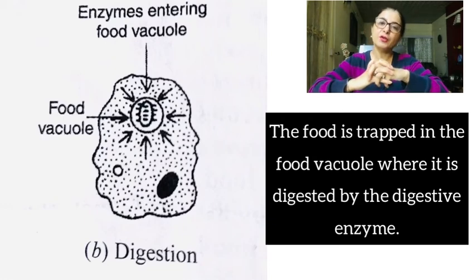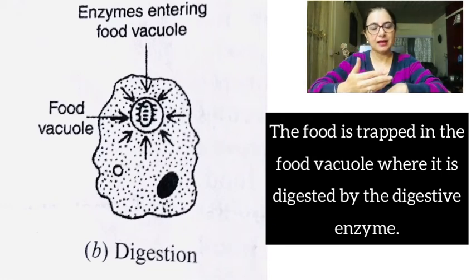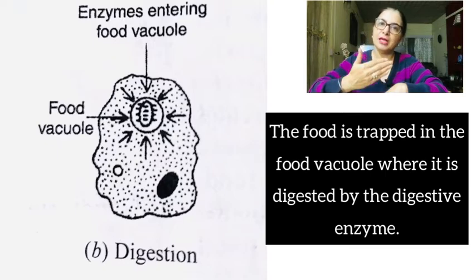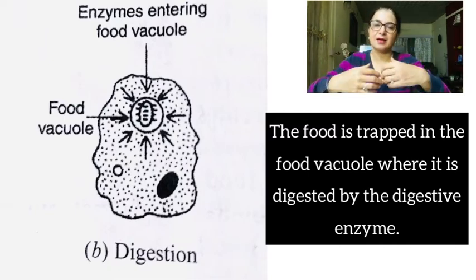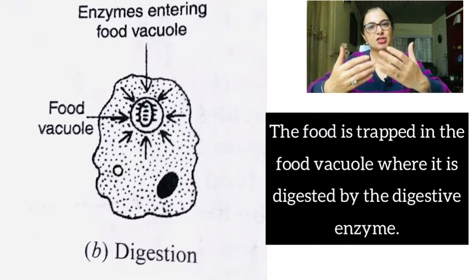और ये जो food vacuole है इसके अंदर digestive enzymes आते हैं. ये digestive enzymes कहाँ से आते हैं? They come from the cytoplasm of the amoeba. तो ये जो digestive enzymes हैं इनकी मदद से वो जो food particle जो अमीबा ने ingest किया था, अपने अंदर लिया था, they are digested.